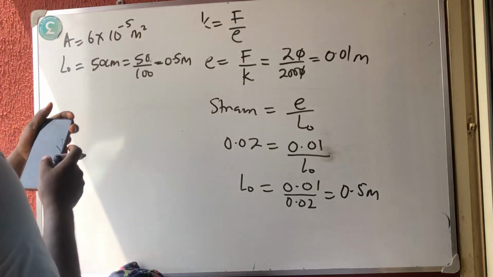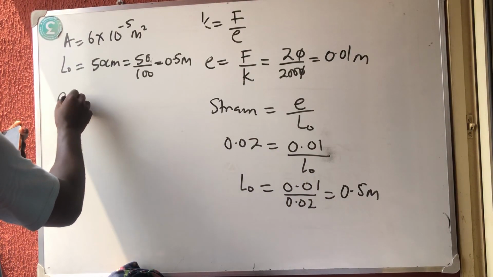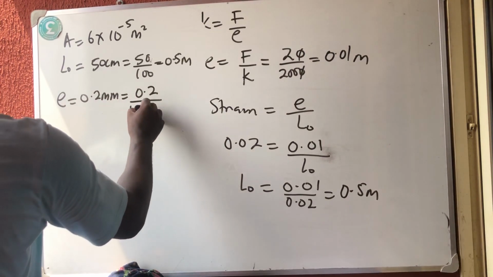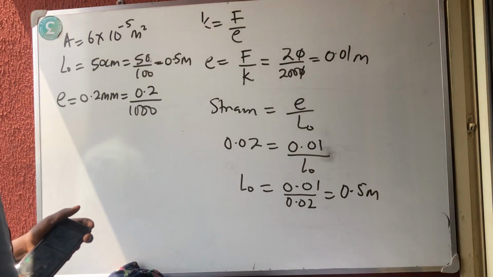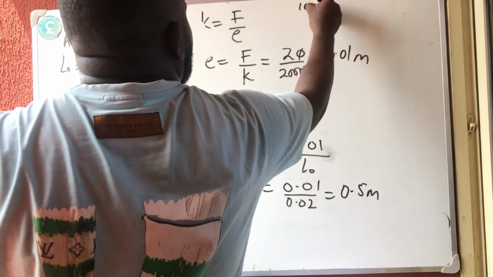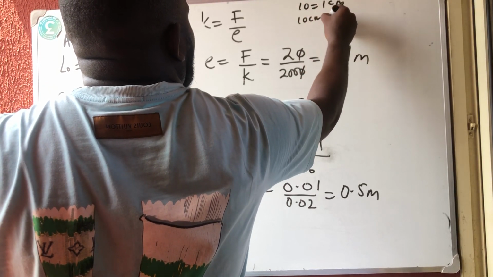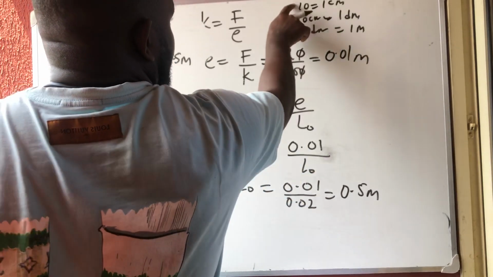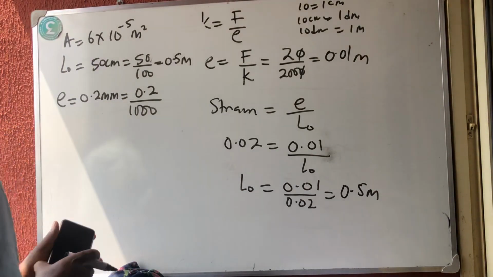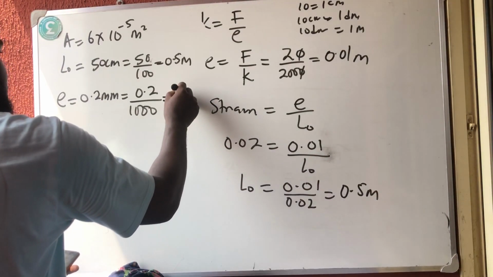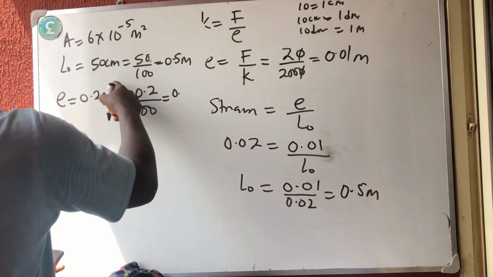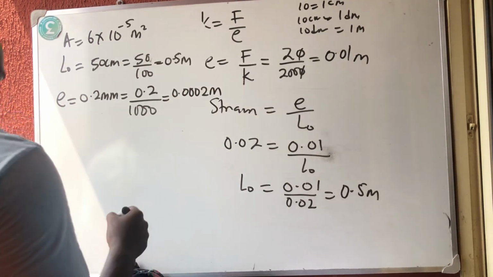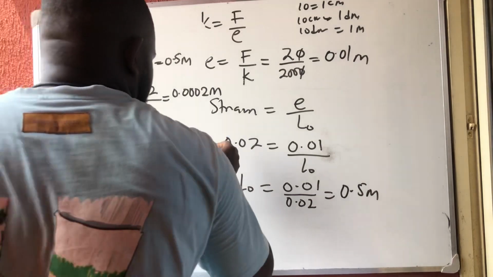The next thing they say, it stretches by 0.2 millimeter. The extension there is 0.2 millimeter, which is 0.2 divided by 1000, because 10 millimeter make 1 centimeter, 10 centimeter make 1 decimeter, 10 decimeter make 1 meter, so that is 1000. So that is 0.0002 meters.